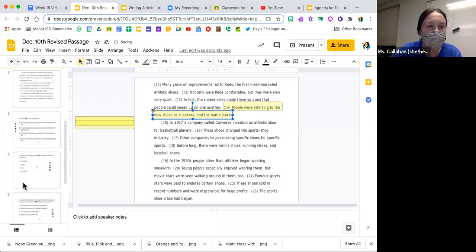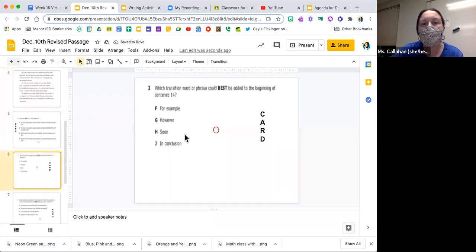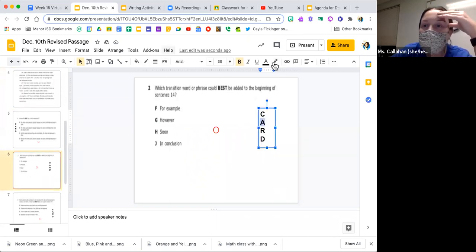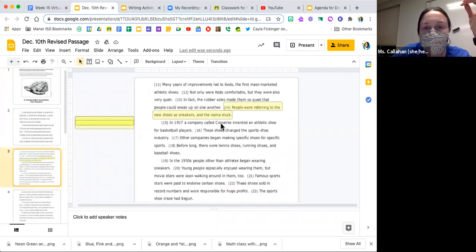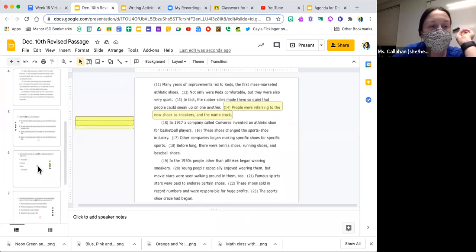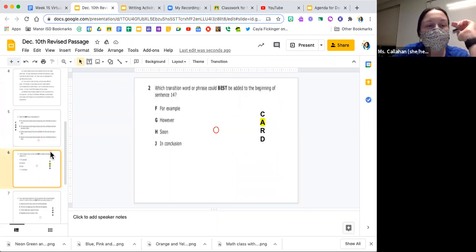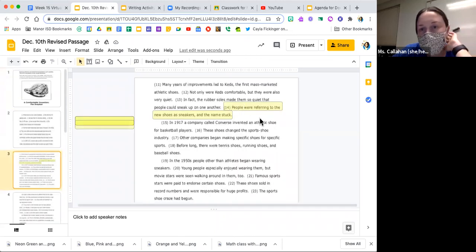So I'm going to go back down to number 2, okay? Which transition word or phrase could be best added? That is my key word, added, so I know that I will be adding ideas, okay, to the beginning of sentence 14. Well, for example, people were referring to the new shoes as sneakers and the name stuck. No, that doesn't make sense. However, people were referring to the new shoes as sneakers and the name stuck.